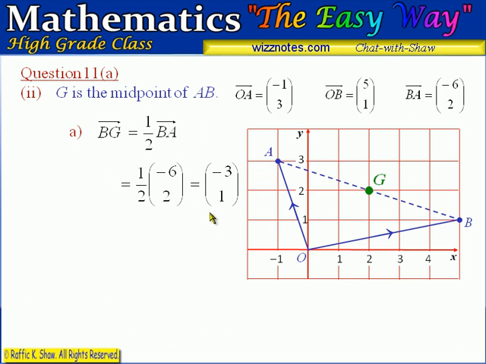To go from B to G, 3 units backwards, 1 unit up. So that confirms this calculation. The displacement vector BG is (-3, 1). So that's the answer for that part. And then we're required to find the vector OG.